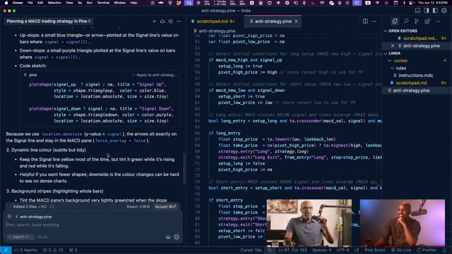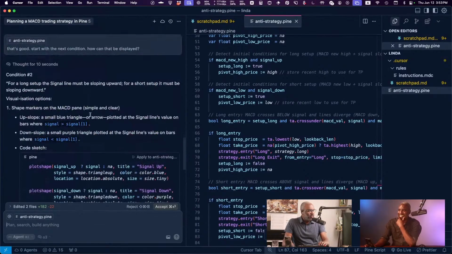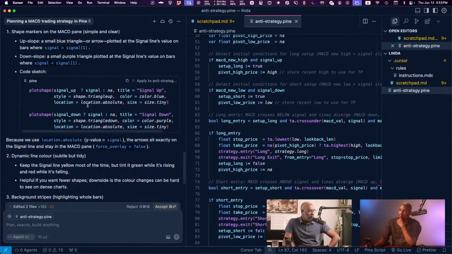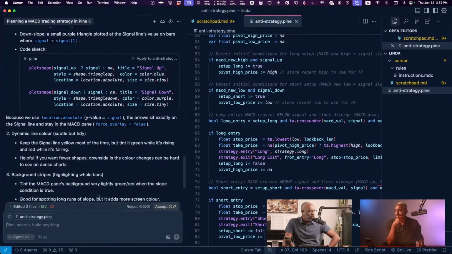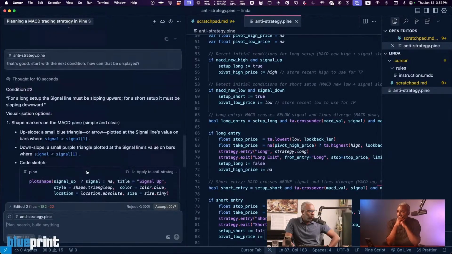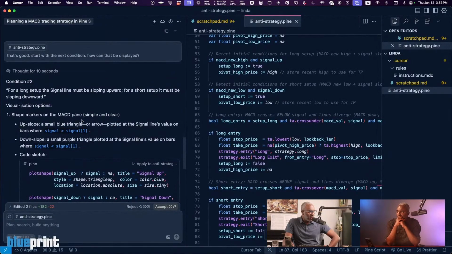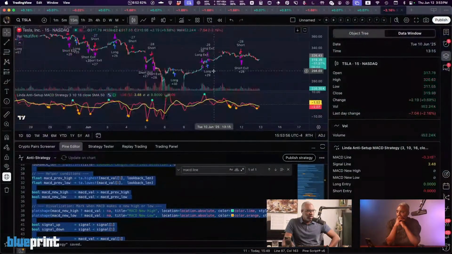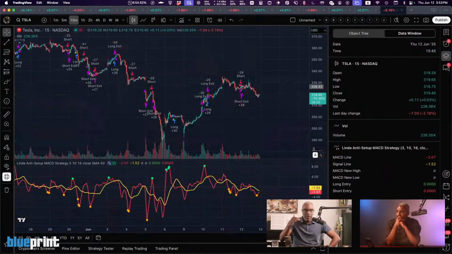Oh, we're back. So the next condition, number 2: for a long setup, the signal line must be sloping upward. For a short setup, it must be sloping downward. Let's see what it decided to do. Okay, what it wants to do is shape markers on the MACD pane. We showed how you can check one condition. I don't want to go through the whole thing because we're going to run out of time. Let's just assume the conditions are right. You can always step through it at your own leisure to make it run better.